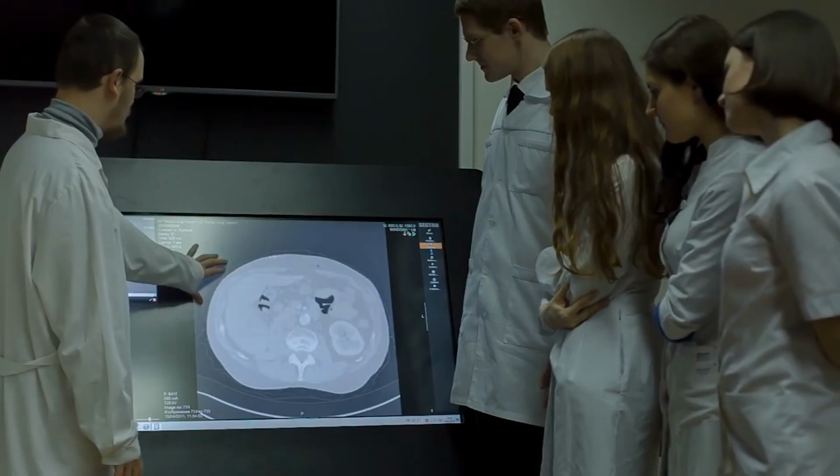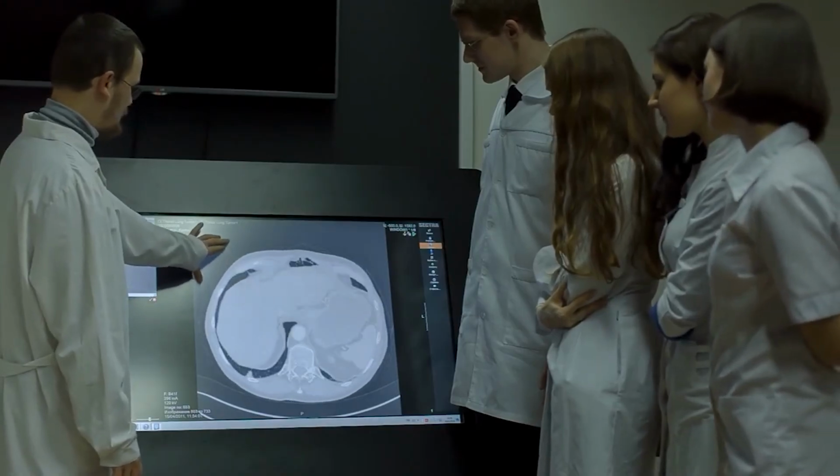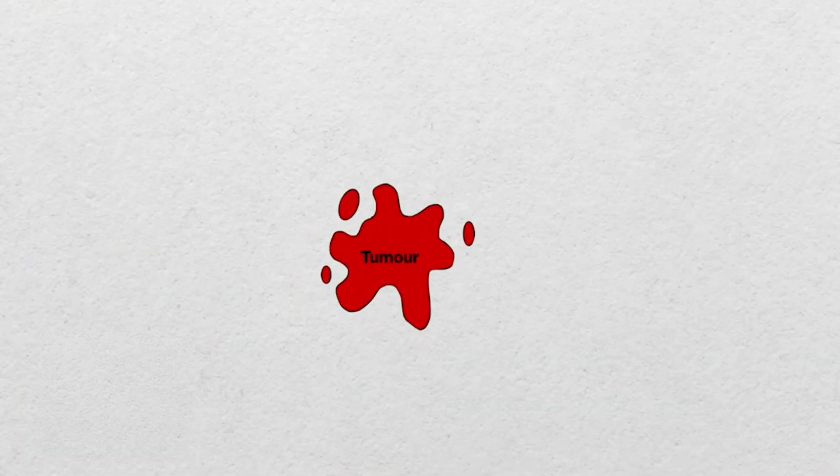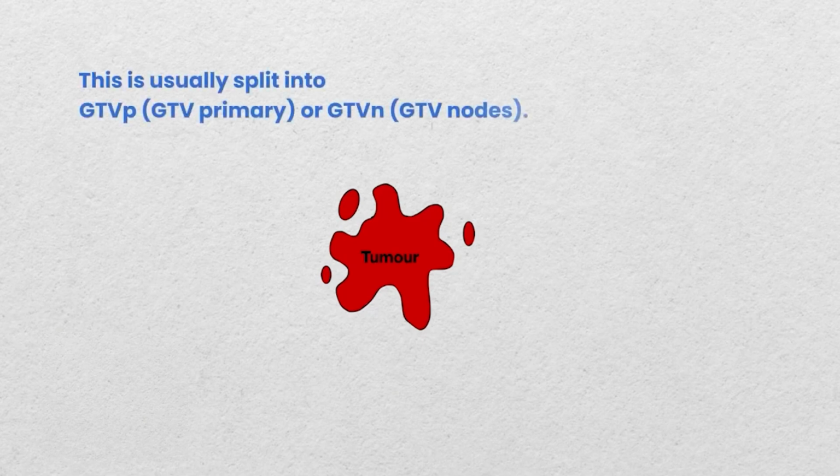These volumes are defined and contoured on a 3D radiotherapy planning scan. The gross tumour volume is the gross tumour defined from a reconstructed 3D image of the patient, such as a CT, MR or PET scan and clinical examination. In practice, multimodality imaging is often used, for example, combining CT with PET, as different modalities highlight different aspects of the tumour, allowing for more accurate GTV definition. It's usually split into GTVP, the GTV primary, and GTVN, GTV nodes.